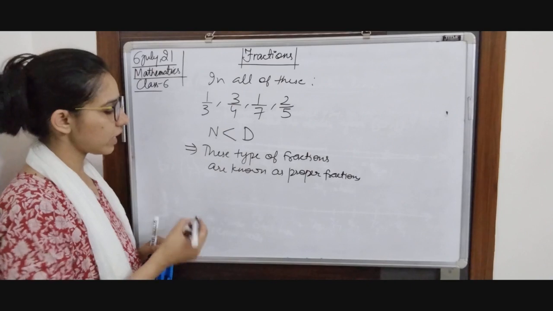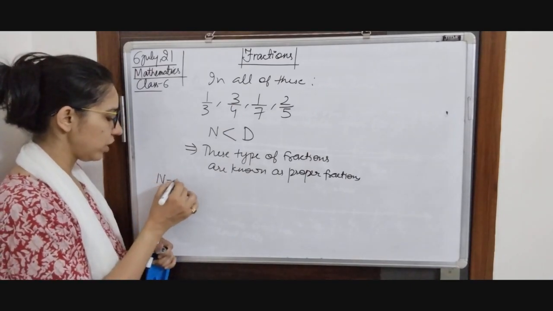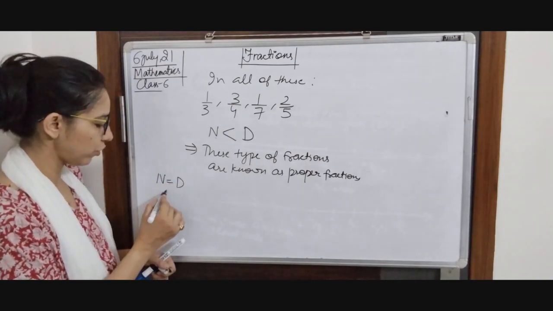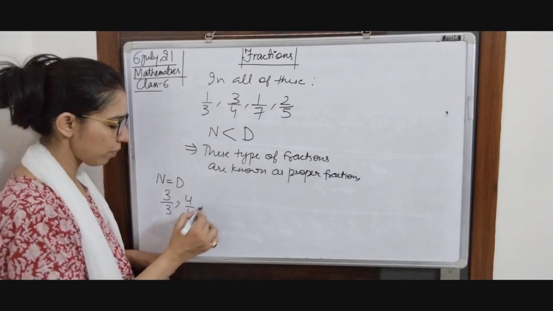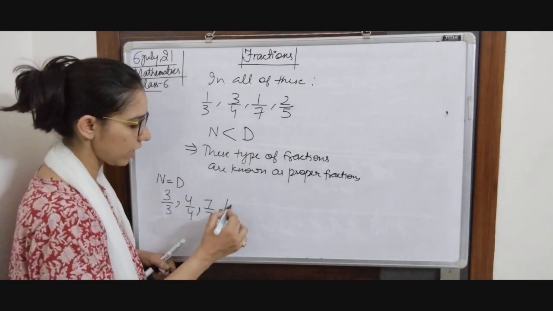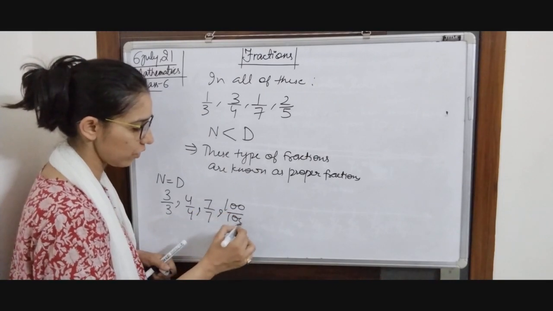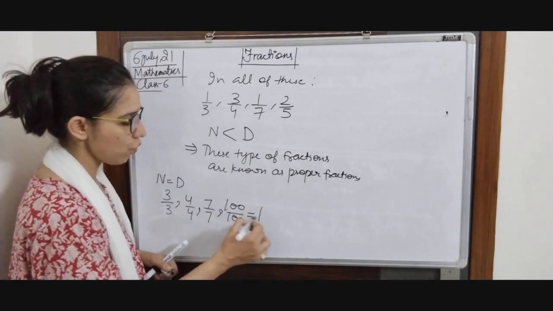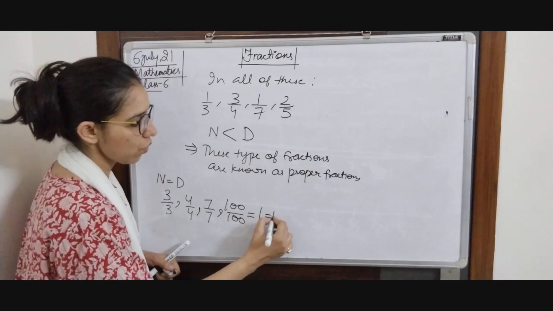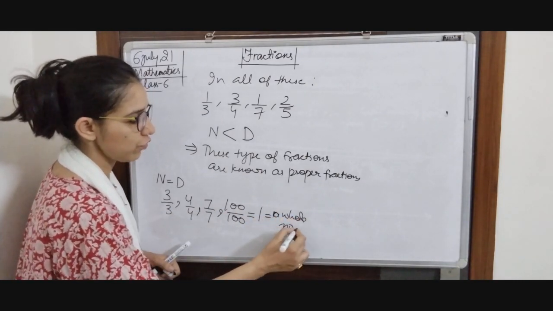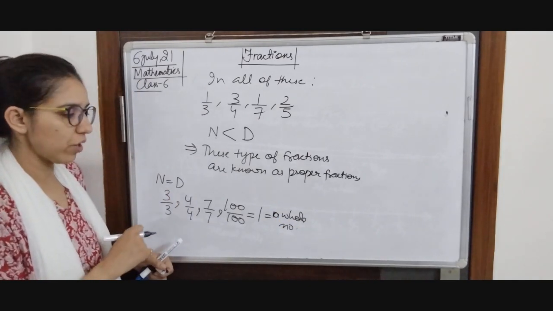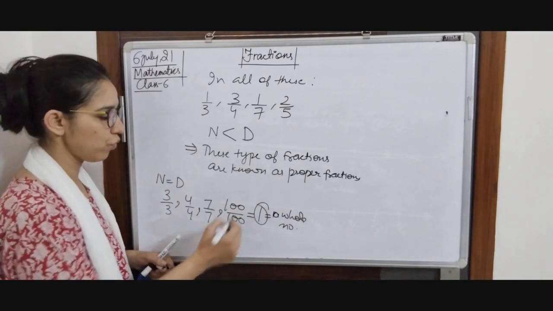So what if your n is equal to d? If our numerator is equal to d, suppose 3 by 3, or maybe 4 by 4, or maybe 7 by 7, or maybe 100 by 100, and anything, it will be equal to 1. It will be a whole number. If numerator is equal to denominator, it will be a whole number, that is equal to 1.